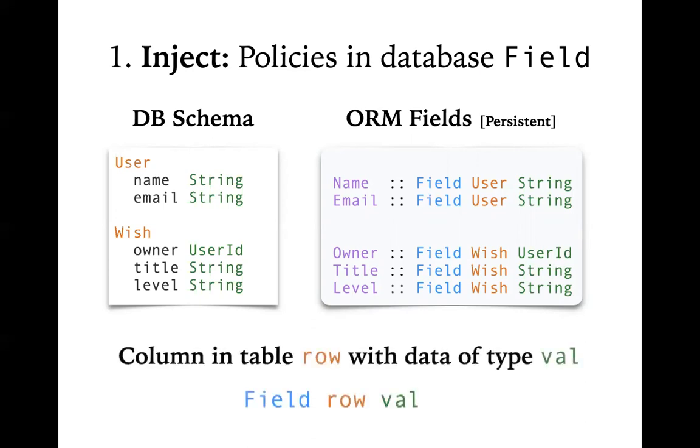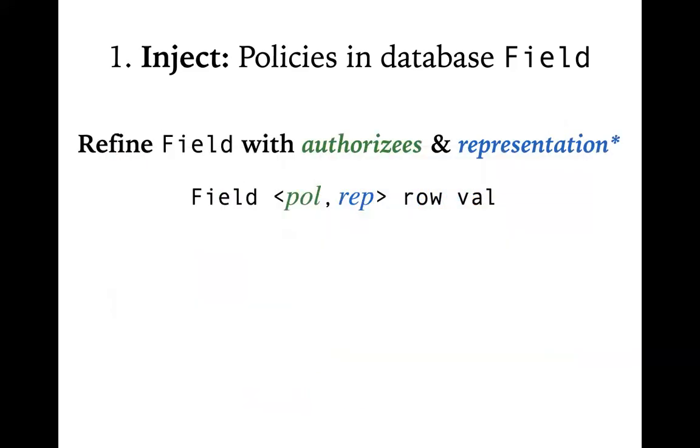What we are going to do is take this plain programming language type, which says that I'm a field of so-and-so table named row and I have the type val, and I'm going to decorate it with two logical predicates. First is, of course, going to be the authorizees. According to the policy, who is allowed to read those fields, right? But the second is equally important. It is going to be a representation of what that field's semantics are.